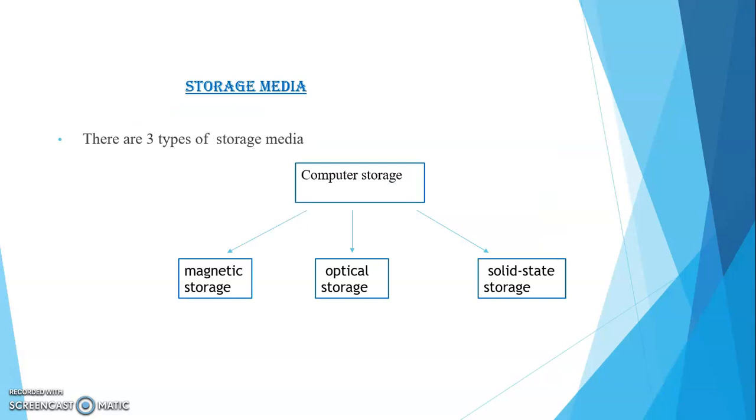The next topic I'm going to talk about is also related to computer storage. Storage media. Today there are three types of media used to store computer data: magnetic storage, optical storage, and solid-state storage. Magnetic storage is one of the most common types of storage used with computers. Hard drives, magnetic strips, and SuperDisk are examples of magnetic storage devices.